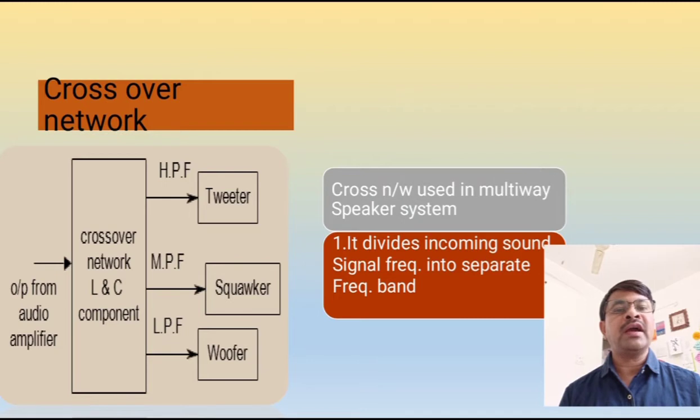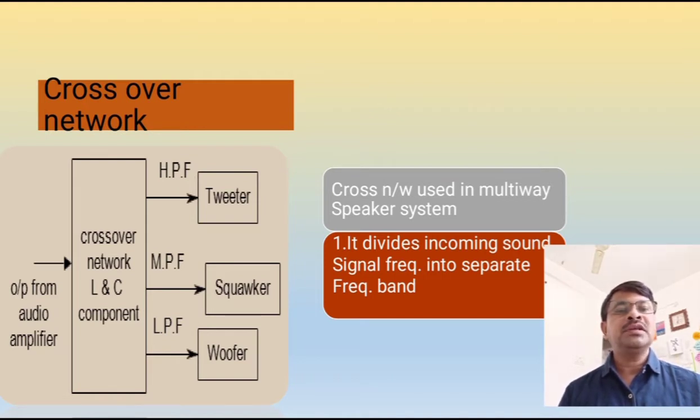As in the diagram, you can see tweeter is used to connect high pass filter. Hooper is used to connect low pass filter. Squeaker is used to connect medium pass filter. So crossover network is used to divide incoming sound signal into the separate frequency bands.